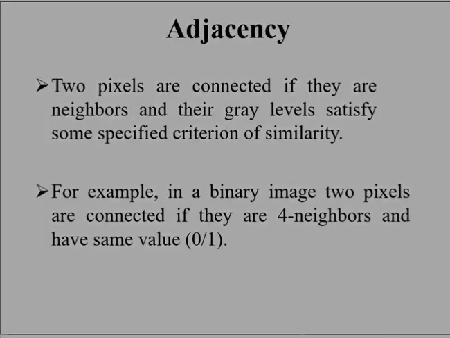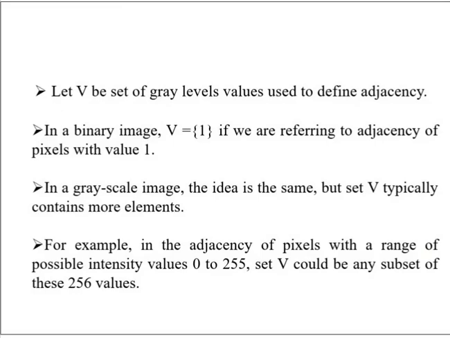And the last one is M adjacency, also called mixed adjacency. It means that two pixels P and Q with values from V are M adjacent if Q is in N4(P), or Q is in ND(P) and the set N4(P) intersection N4(Q) has no pixels whose values are from V.